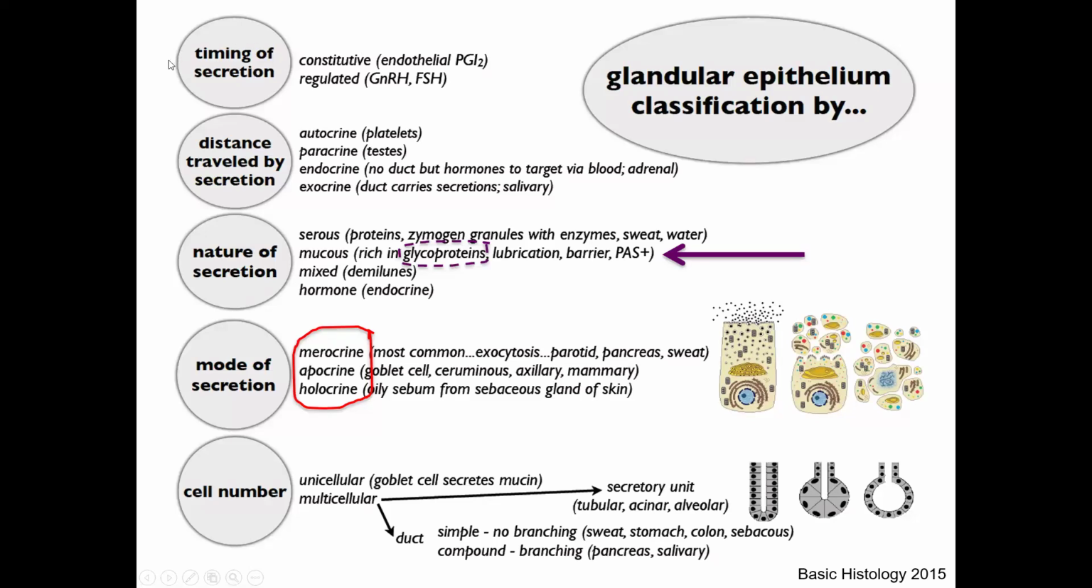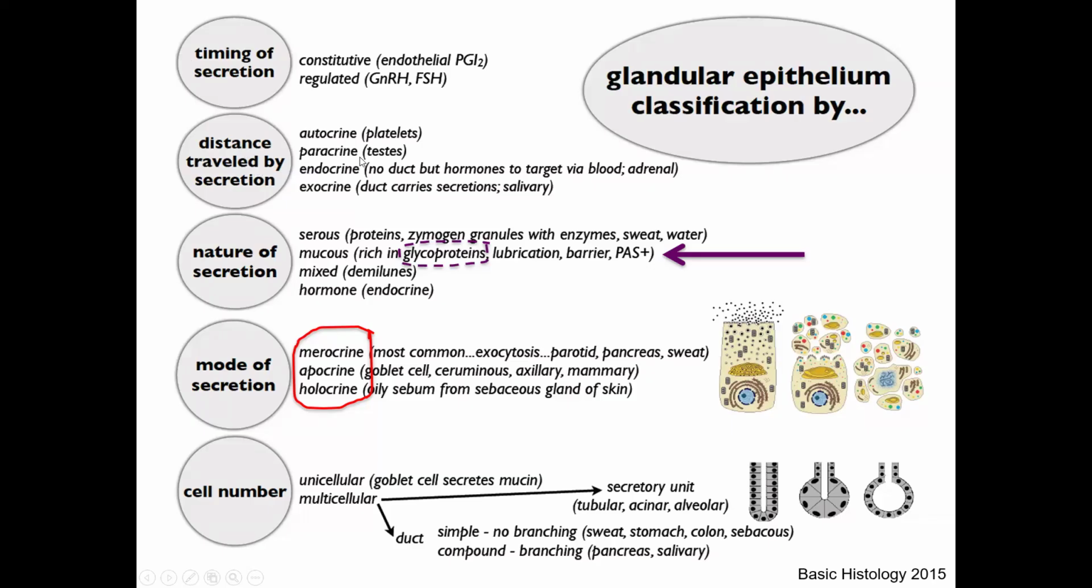According to the timing of secretion, the secretion can be constitutive or regulated. Constitutive secretion is secreted from the cells immediately after it is produced. In regulated secretion, the secretory product accumulates into vesicles, and those vesicles fuse with the plasma membrane and release the secretion only when a signal comes and triggers the secretion.